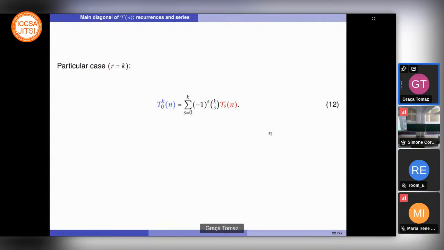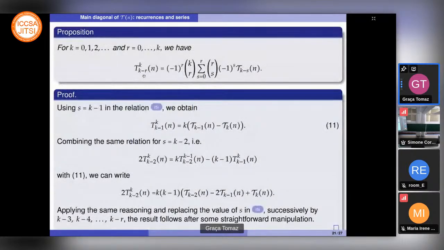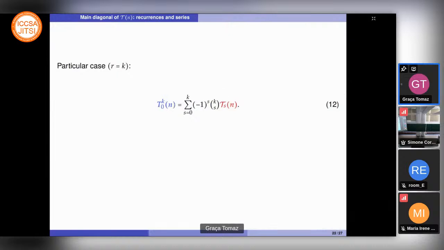For the particular case r equal 2, we obtain this equality. That means the sequence of the elements of the first column is the binomial transform of the main diagonal sequence.